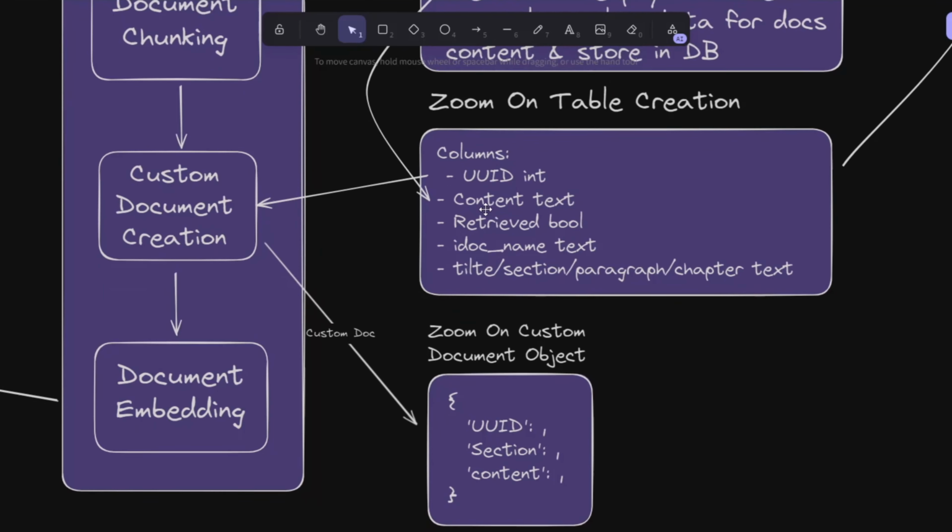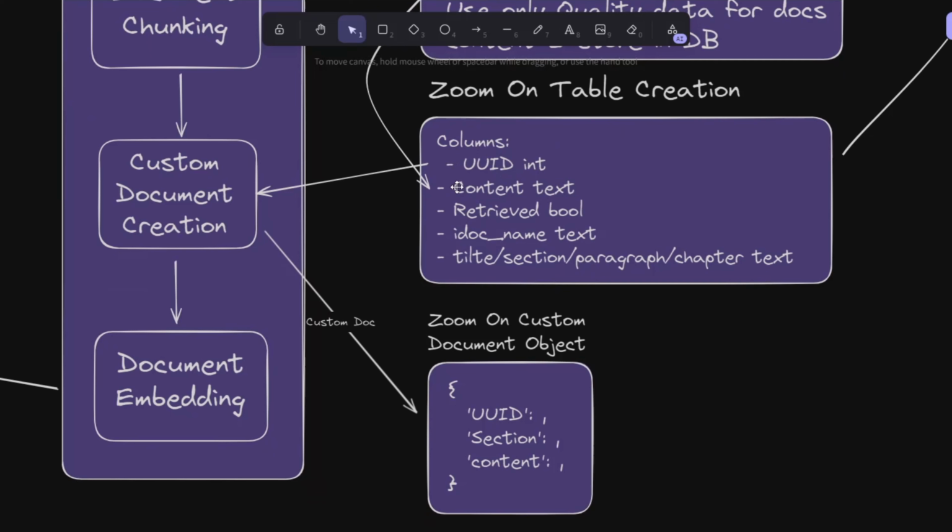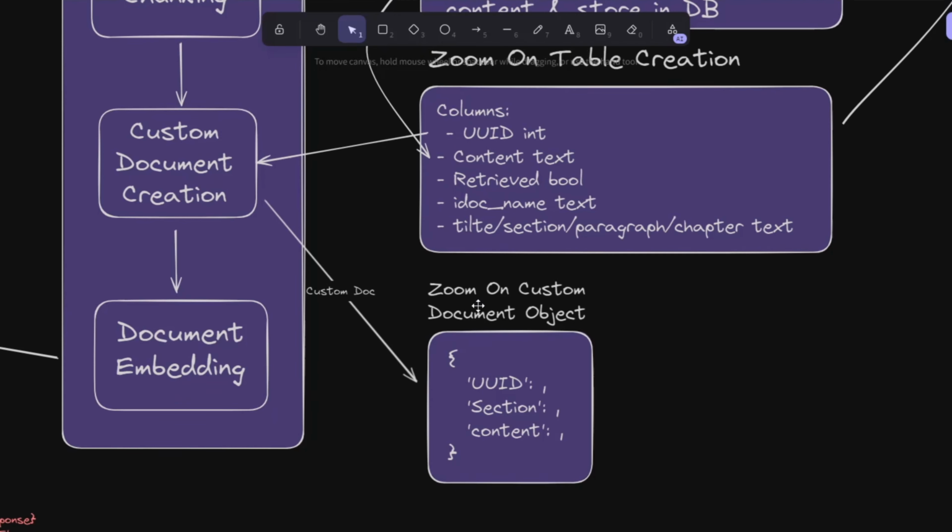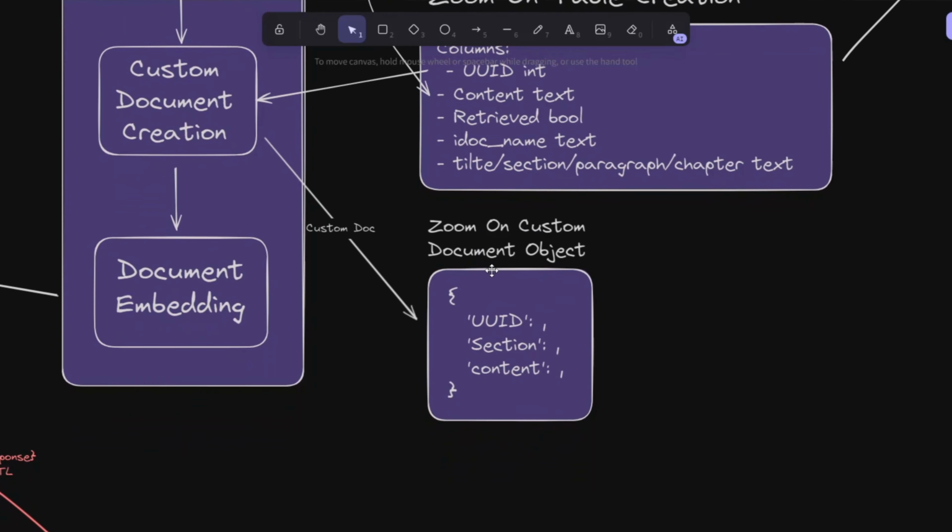Zoom on the table creation. So the table will have a UID, a content field, whether it has been retrieved or not, the ID of the document, but in case of a web page, it will be a URL, and the rest will be the title section. And after that, the custom document, which will be stored into the embedding, the vector. So it will be a dictionary with a UID referencing the table row or table rows, and the content.